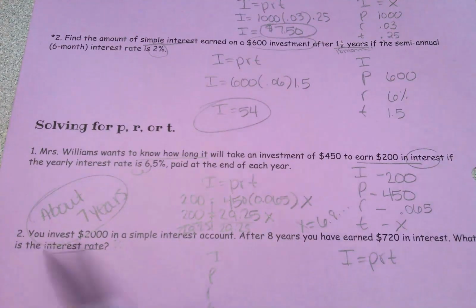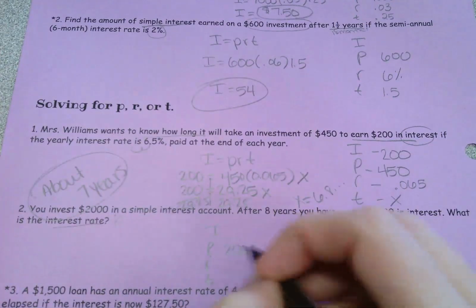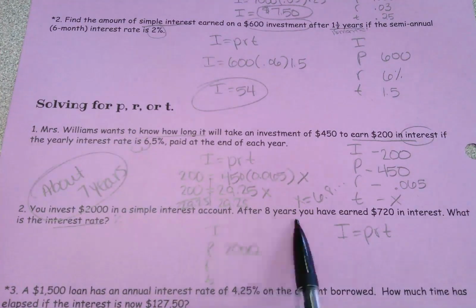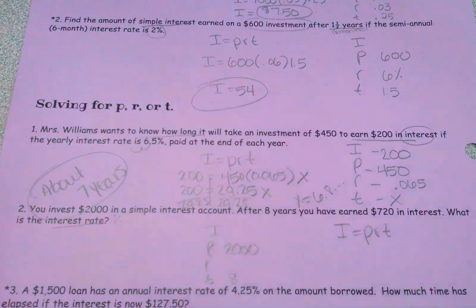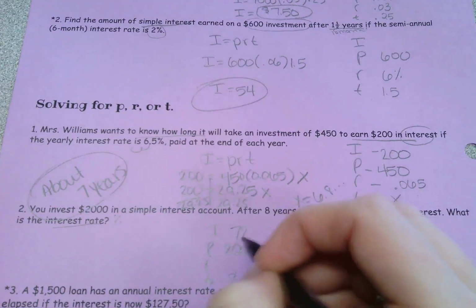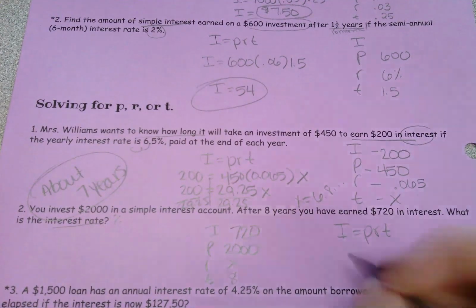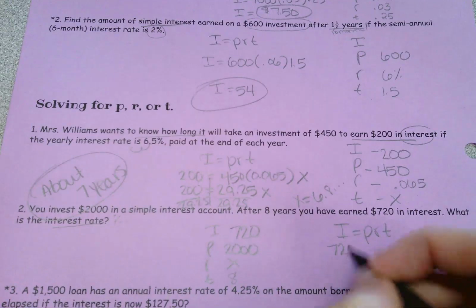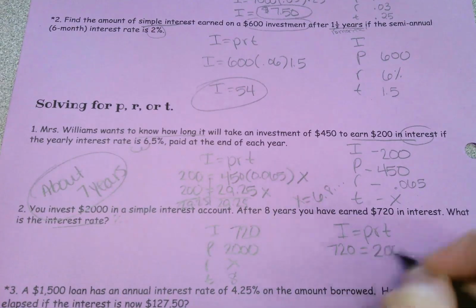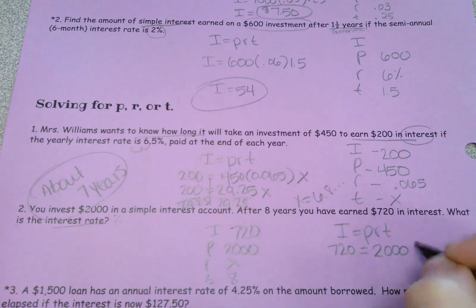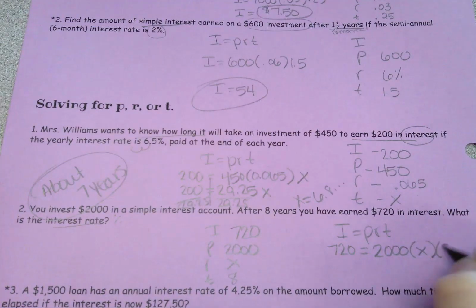It says you invest $2,000. That's what you are putting in, so that's your principal. After 8 years, well, it's yearly, so I can put an 8 right there, right? Earn $720. So my interest is $720. I don't know my percent, so that's going to be my X. So when I plug it into my formula, I have $720, which is my interest, equals my $2,000 times my rate, which I don't know, times my time, which is 8.